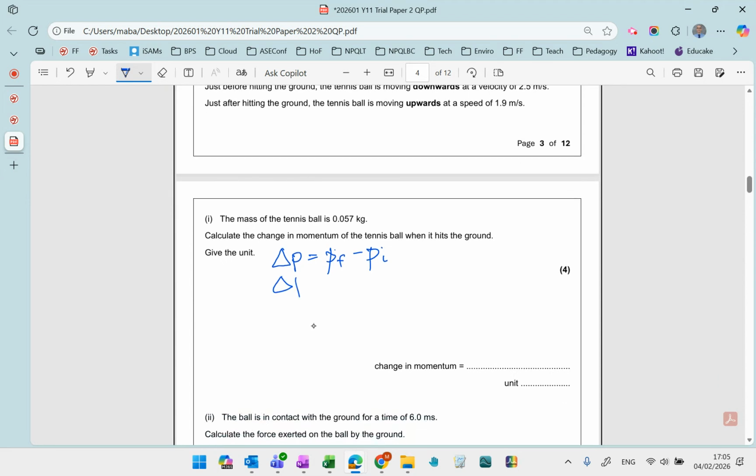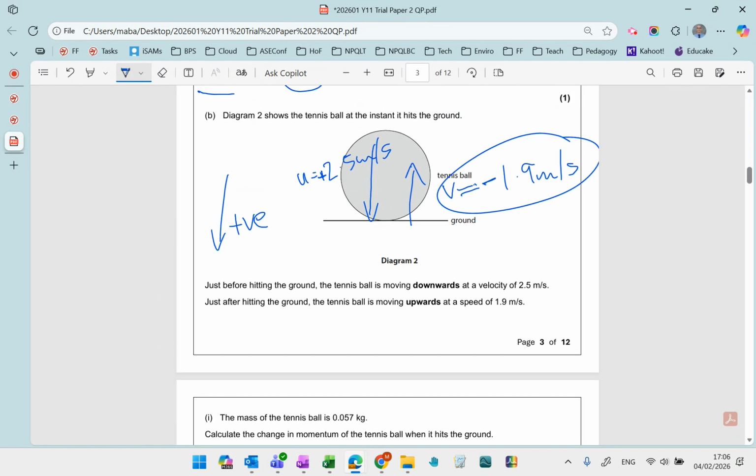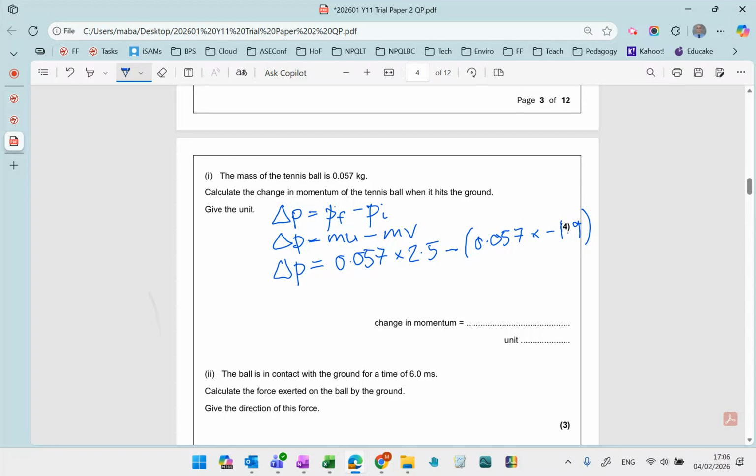Okay, so the change in momentum is equal to mv minus mu, and then we can substitute. So 0.057 times, what was it again, 2.5. There we go. Minus, and then I'm going to put some brackets around here, 0.057 times minus 1.9. Remember it was travelling upwards, so because it's in the opposite direction, it's going to have the opposite sign to it.